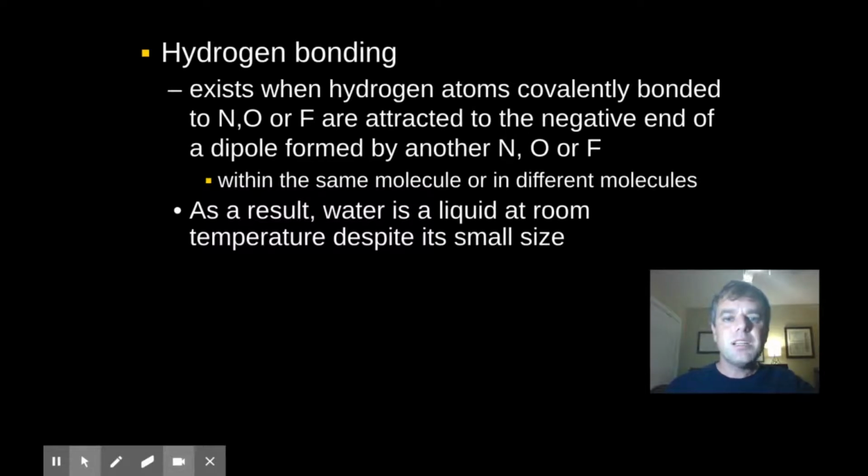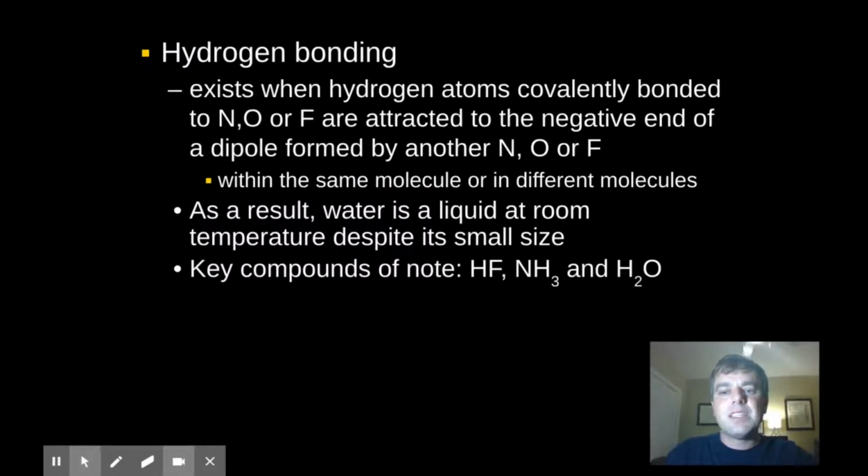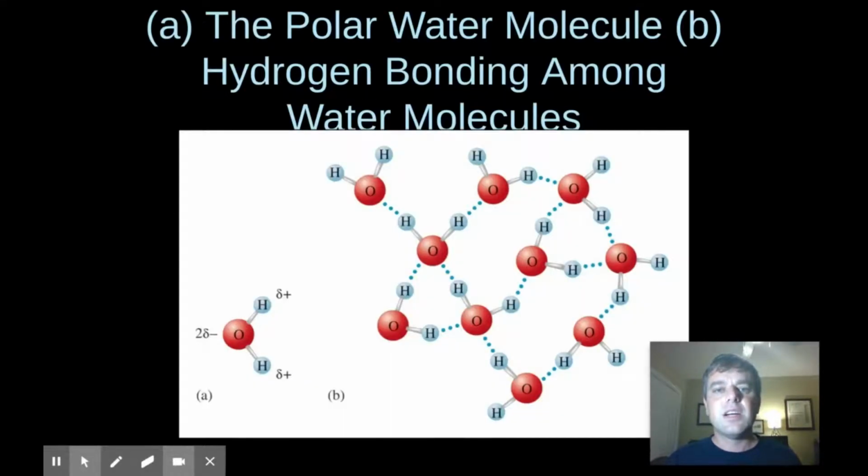Because of hydrogen bonding, water, despite being a very small, lightweight molecule, is a liquid at room temperature. And it's only got a molar mass of 18 grams per mole, whereas carbon dioxide at 44 grams per mole is a gas. The key compounds where hydrogen bonding occurs are hydrogen fluoride or hydrofluoric acid, NH3 or ammonia, and water. Those are the most common ones that you think of. But hydrogen bonds are also what bind adenine to thymine or uracil and guanine to cytosine in DNA and RNA.